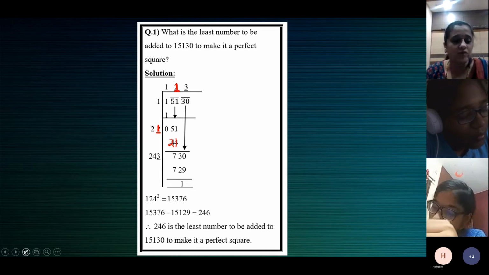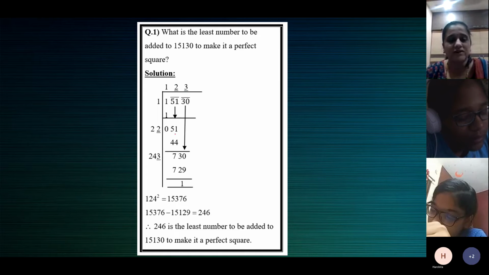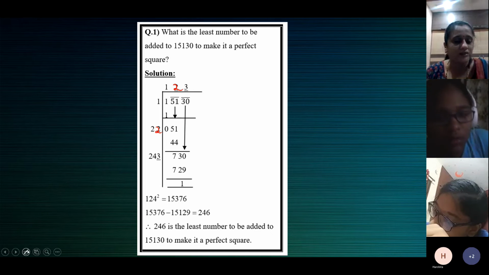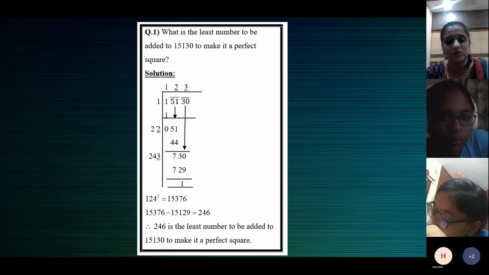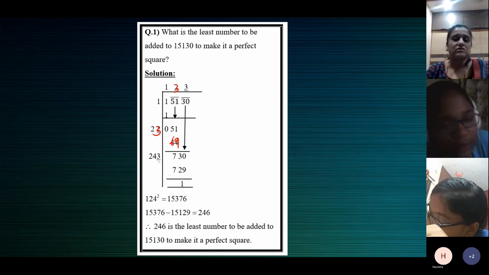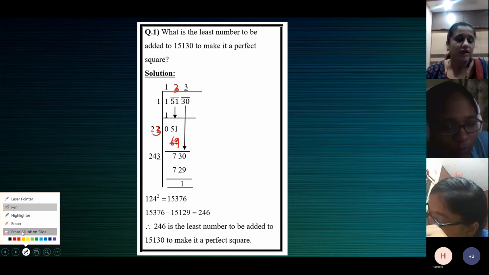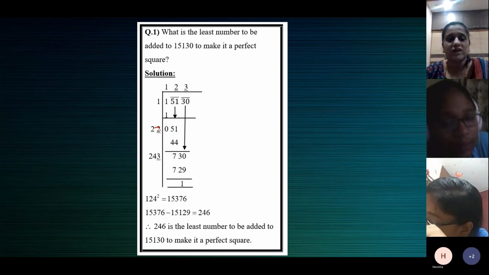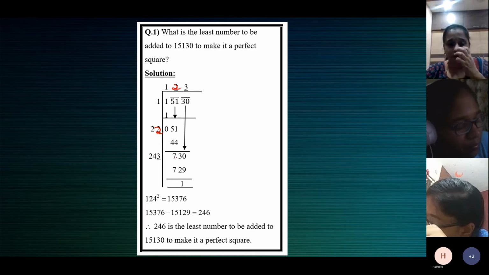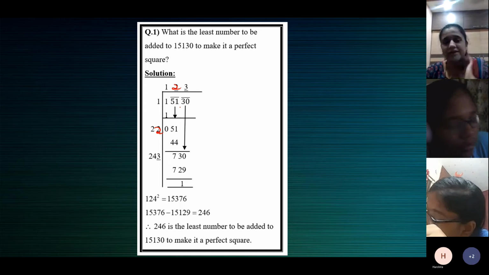22 into 2 will give you 44, and you have 51 here. The next will be 23 into 3. That will become 69, which is greater than 51. So you have to write a 2 here and a 2 here. So 22 into 2 is 44. Remainder 7. Bring the next pair down.